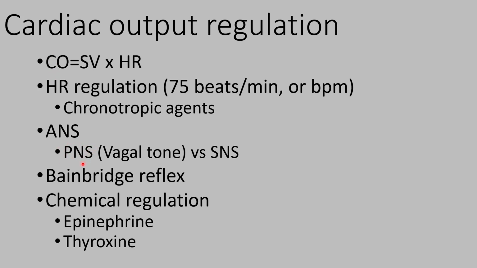Parasympathetic nervous system uses the vagus nerve to control heart rate. And when we are talking resting heart rate, remember resting is our key word there. Resting means the parasympathetic nervous system is in control. And that's what sets that 75 beats per minute.